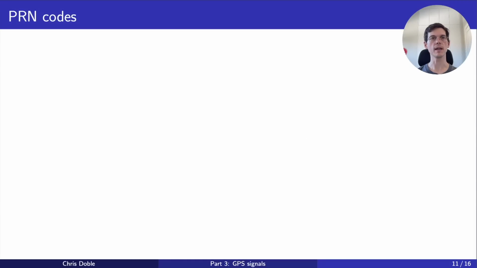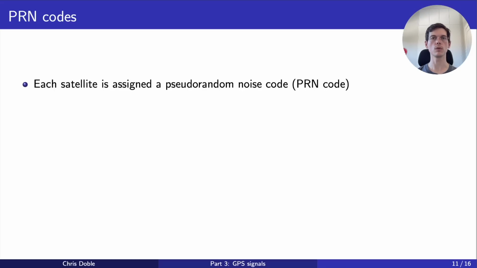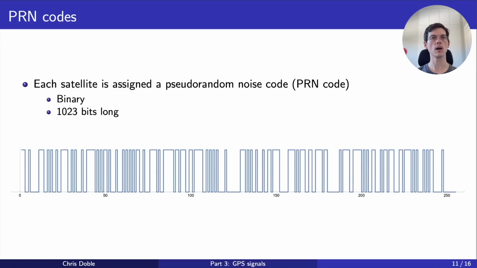As part of CDMA, each satellite is assigned a unique code called a pseudo-random noise code, or PRN code. Like the navigation message, this is a binary code, and in the case of the C/A signal, it's 1023 bits long. Here's a graph of the first 255 bits of Satellite 1's PRN code to give you an idea of what it looks like. So how are these codes used?